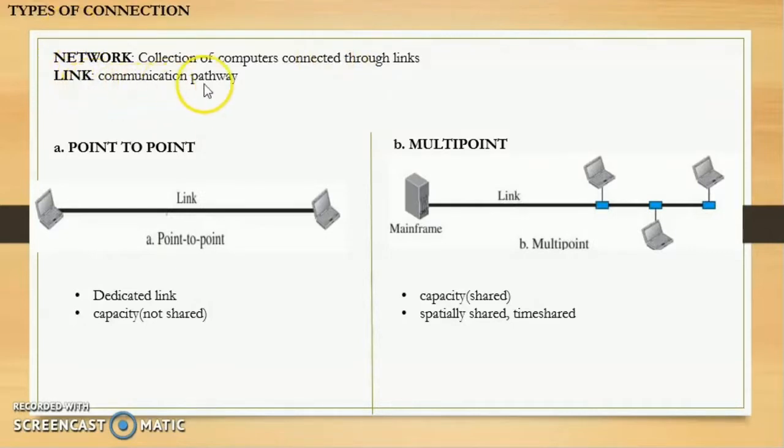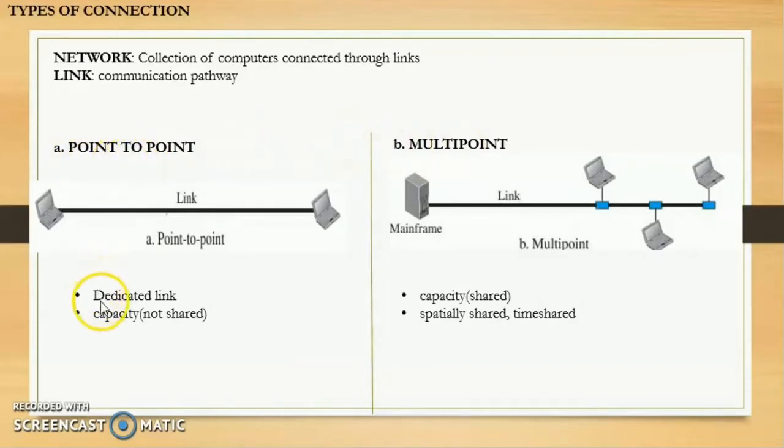A link is basically just a path through which data will be transferred. So it's just a communication path to exchange some kind of data. Now let us see the types of connections. There are two types of connections. One is point to point and second is multi-point. So first let us see point to point.